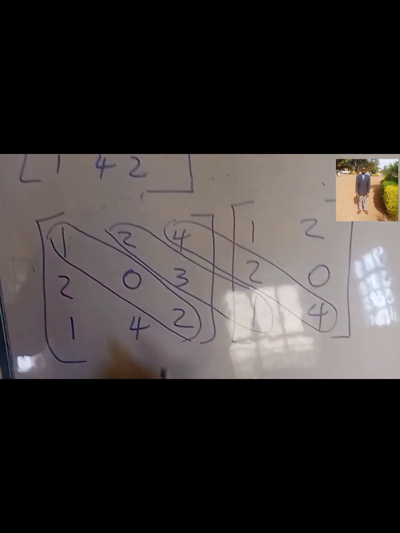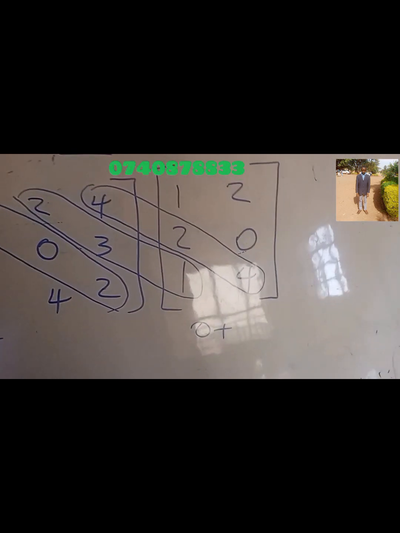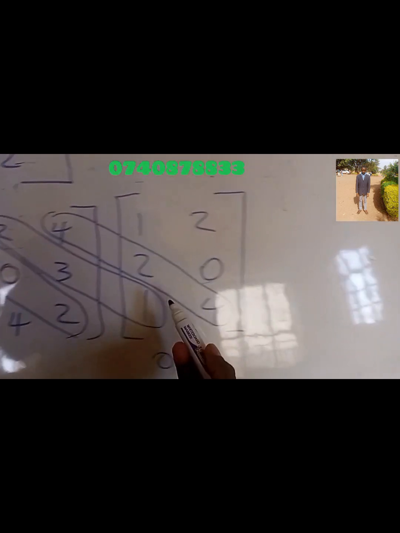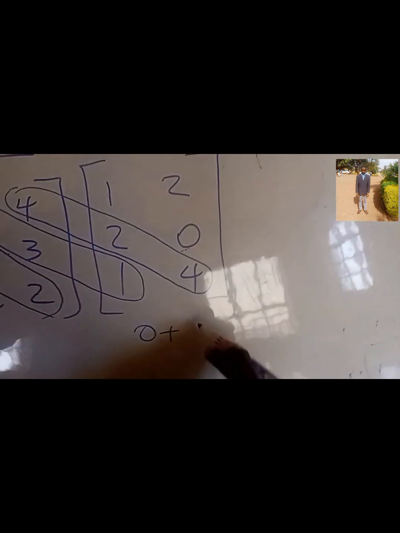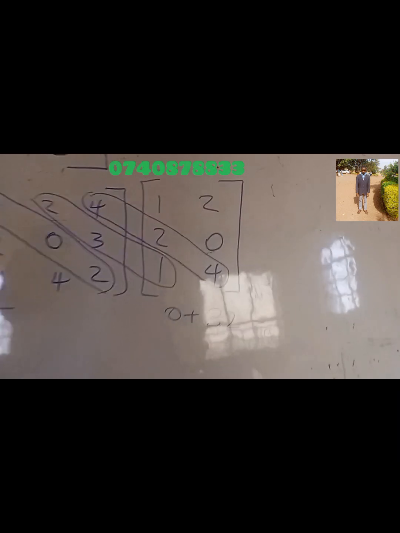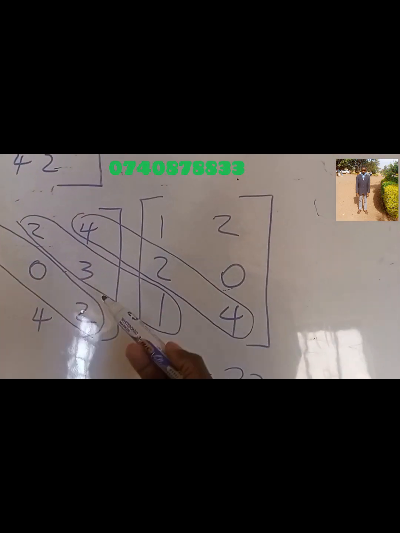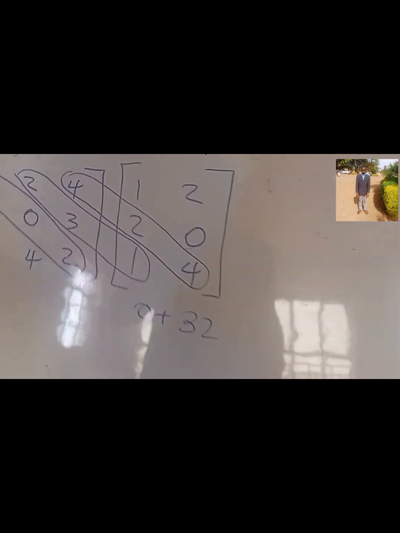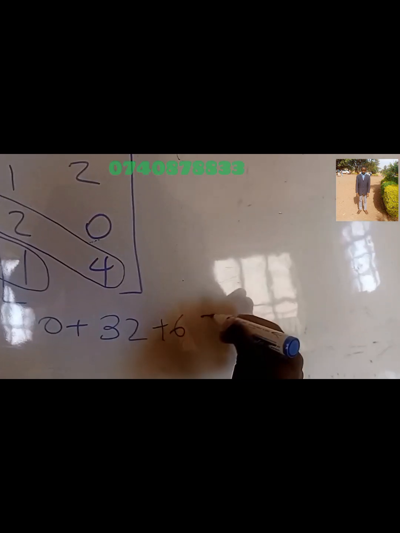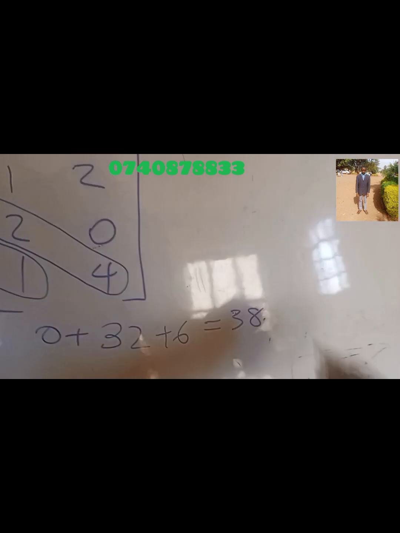So 2 times 0 times 2, we are getting just 0. You add it to 4 times 2 times 4, we are getting 16 times 2, which is just 32. And finally we are having 2 times 3 times 1, which is just 6. So this diagonal is giving us that 8.